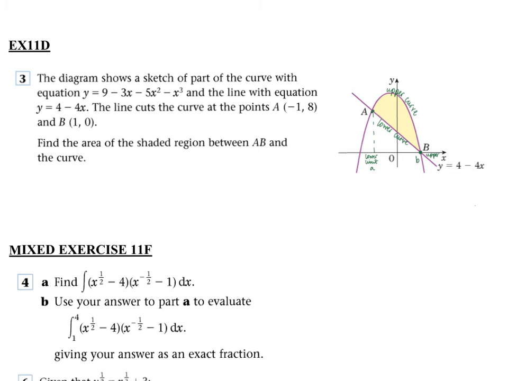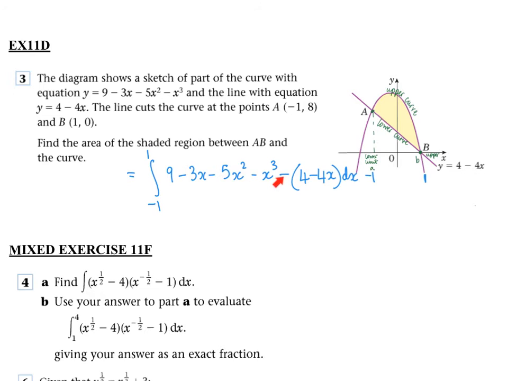You don't have to do intersection, I didn't read the question. So if A is the point minus 1, so that's going to be minus 1 there. So your upper and lower limits are going to go from minus 1 to 1, so that's one part. And your upper limit is 9 minus 3x minus 5x squared minus x cubed. And then you've just got to take away your lower one, so 4 minus 4x dx.